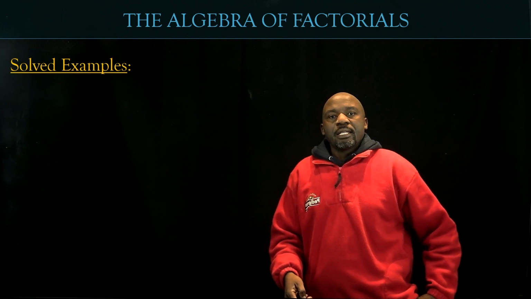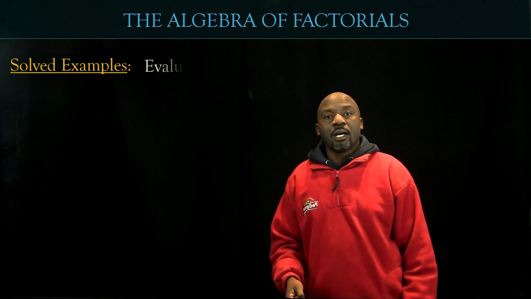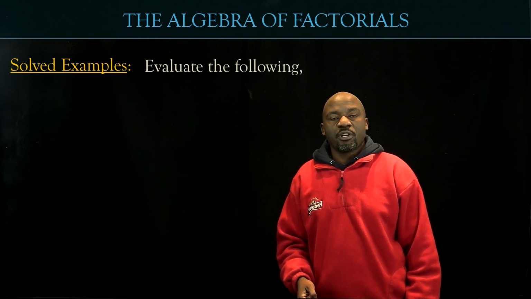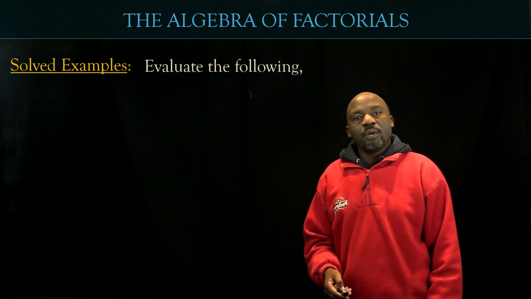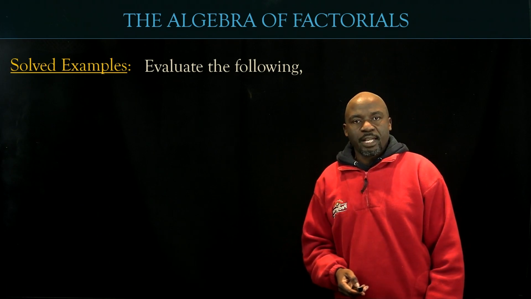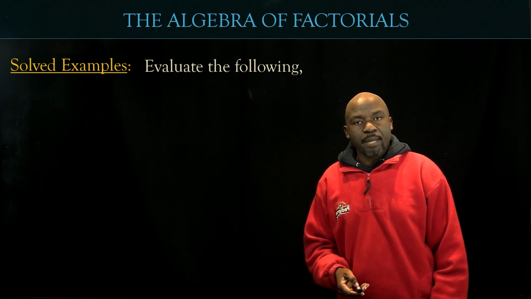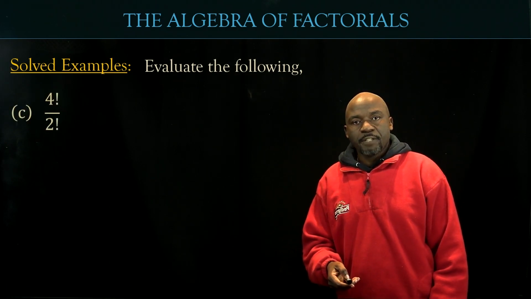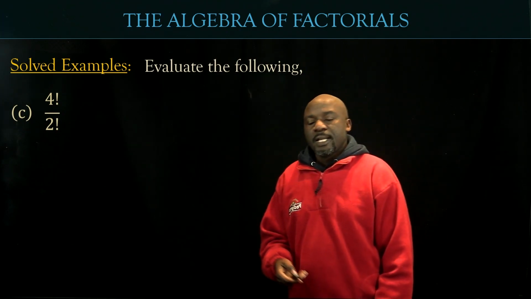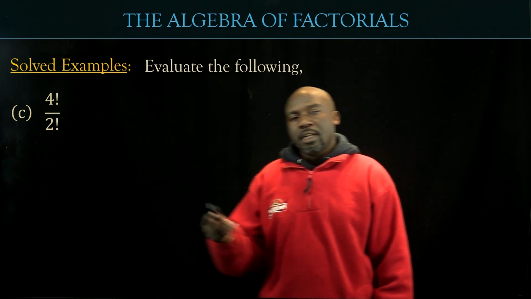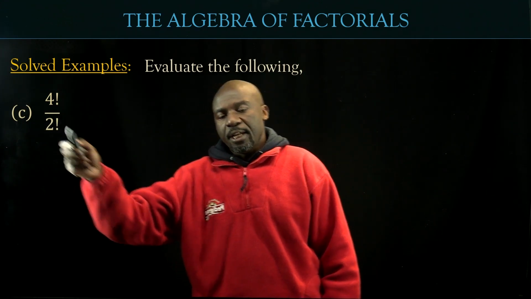Okay, here are some solved examples relating to the algebra of factorial, so you understand what we mean by algebra of factorial. Evaluate the following. Some of the questions we are looking at here are going to be examination type questions, so pay attention. What is 4 factorial divided by 2 factorial? And like I said, what you want to do is look at what is in the denominator.